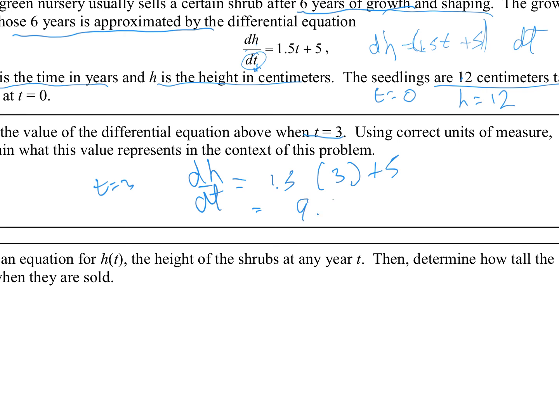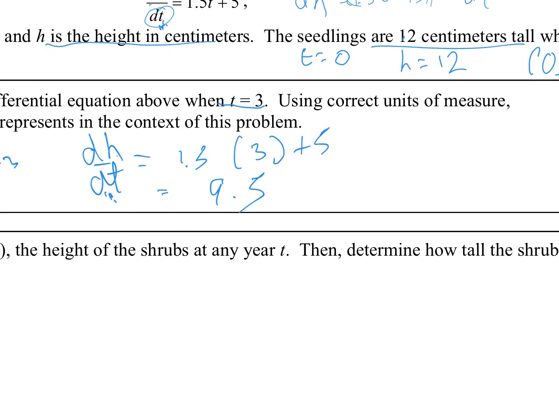What would the units be? It's a rate. Just like, remember your related rates? What does dh dt mean? Centimeters per year. Height per year. So what's the variable of height? Centimeters per year.